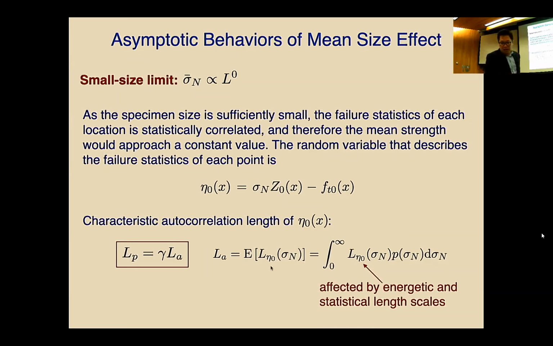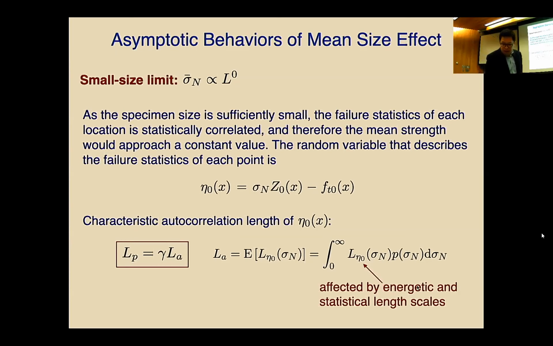But on the other hand, you can see that the autocorrelation length of eta 0 depends on sigma n, where sigma n itself is random. So we can say that the LP, the length scale for the first intersect, is proportional to an averaged autocorrelation length, which is computed as the expectation of the autocorrelation length of eta 0, which is given by this equation. You can calculate exactly what the LP is, in fact, by this equation.